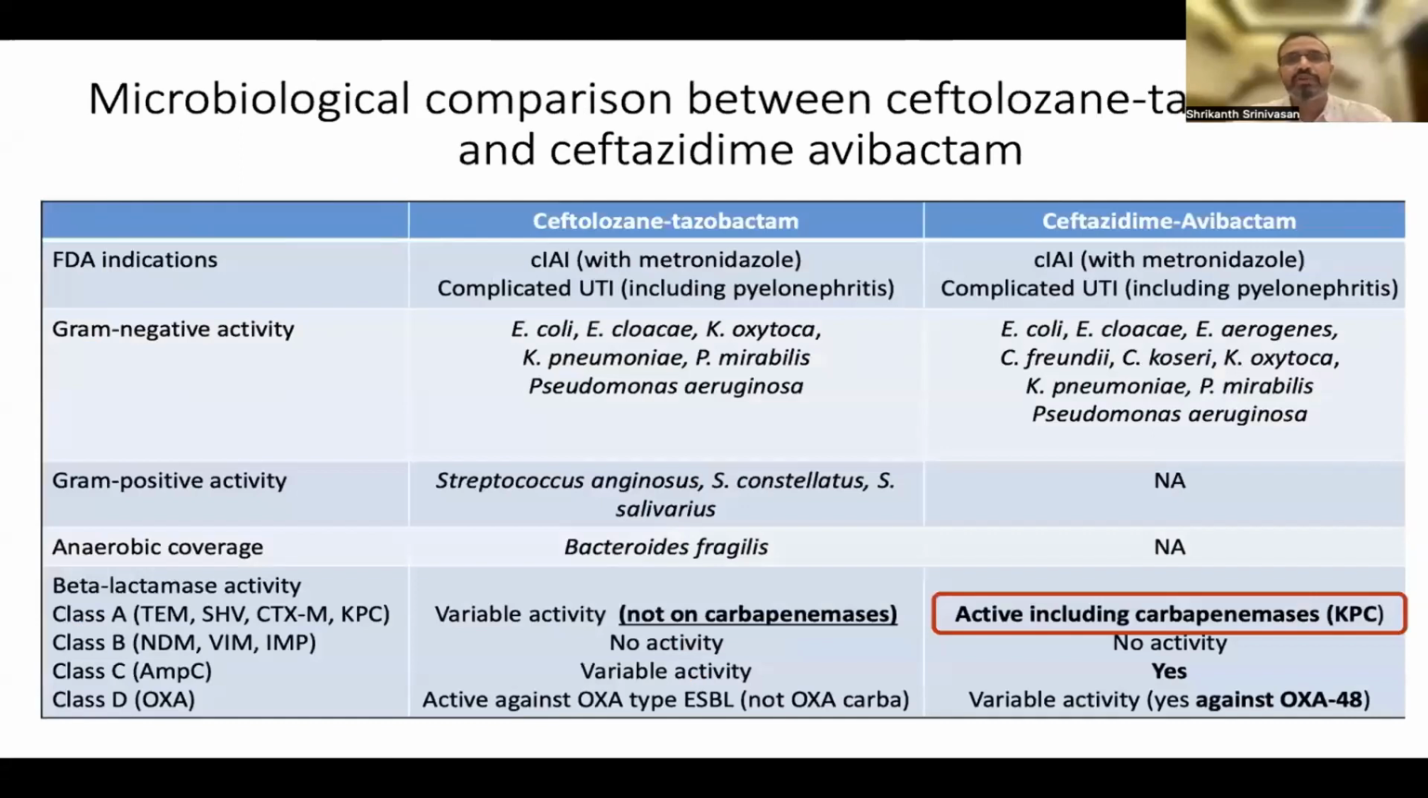So if you were to compare ceftolozane-tazobactam versus ceftazidime-avibactam, novel, old, novel, then we see that ceftolozane-tazobactam has some gram-positive activity, and it has some anaerobic activity as well. Well, this does not have. This is purely gram-negative. But on the other hand, this has some activity against KPC and variable activity against OXA, whereas your ceftolozane-tazobactam is not effective on carbapenemases at all. It is specifically designed for Pseudomonas aeruginosa and its mechanisms of resistance, its efflux pump and porins and so on.